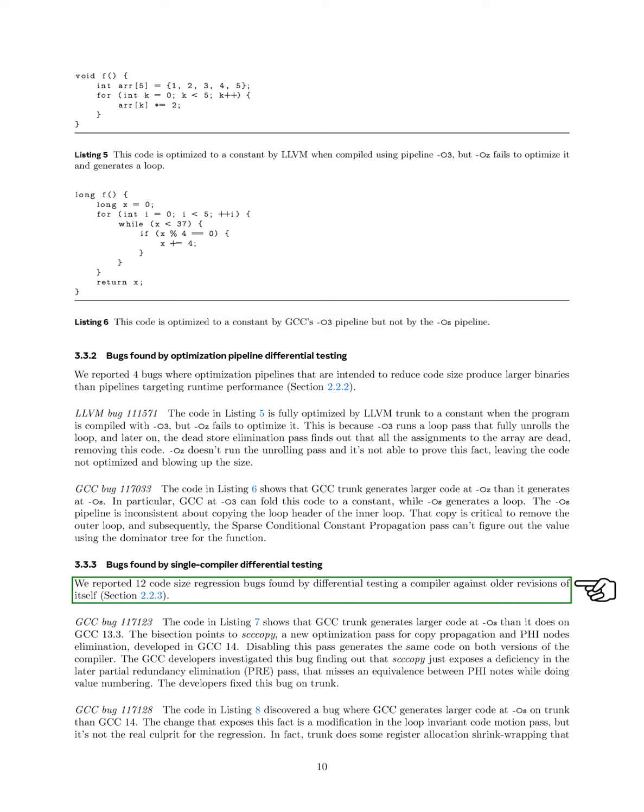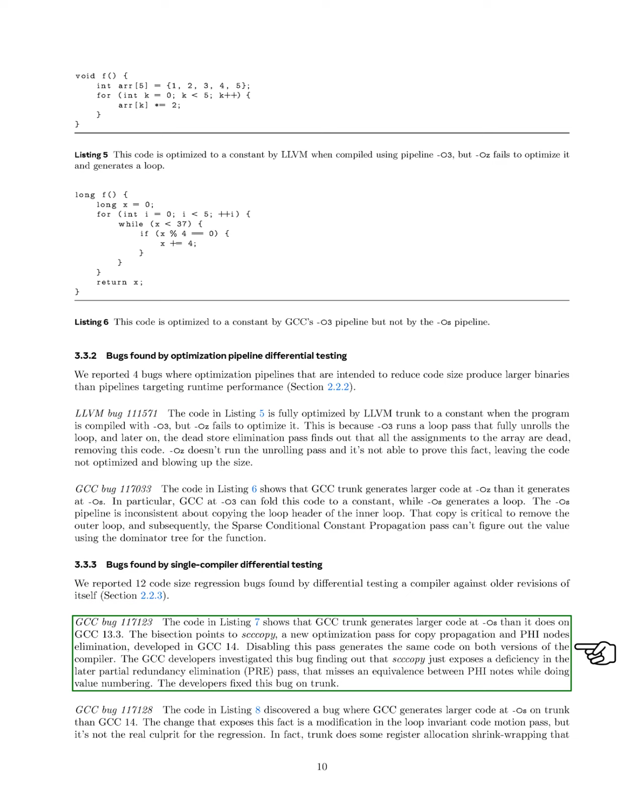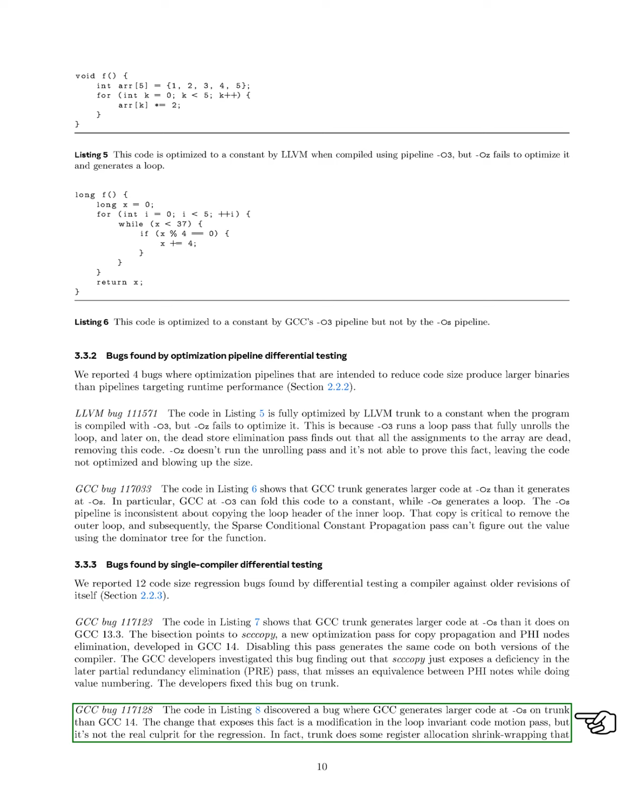We also identified 12 code size regression bugs through single compiler differential testing against older versions of the same compiler. In GCC bug 117123, we found that the current version generated larger code than an older one, traced back to a new optimization pass. The developers confirmed that this pass revealed a deficiency in another optimization step, which they subsequently fixed. In GCC bug 117128, we noted that the current version produced larger code than GCC 14 due to changes in the loop invariant code motion pass, although the real issue was related to register allocation that didn't occur in the older version.